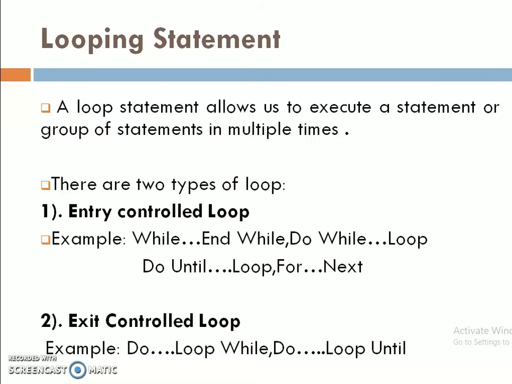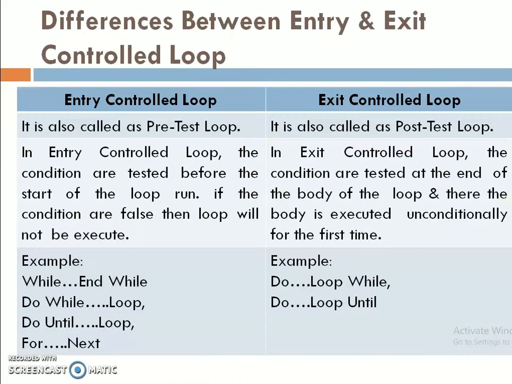Now first, what is a looping statement? A looping statement allows us to execute a statement or group of statements multiple times. There are two types of loop: first, entry control loop, and second, exit control loop. Examples of entry control loops are While...End While, Do While loop, Do Until loop, and For Next loop. Examples of exit control loops are Do Loop While and Do Loop Until.